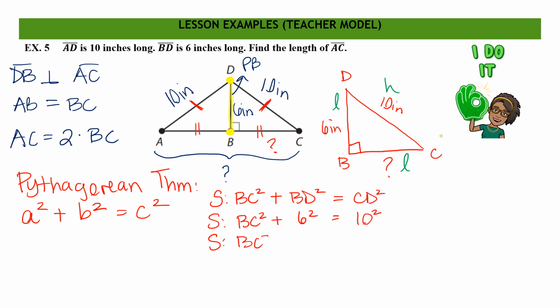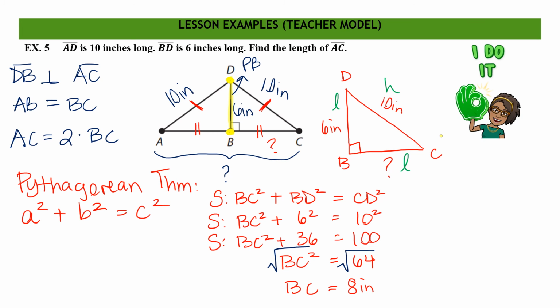So we have BC squared plus 6 squared, which is 36, equals 10 squared, which is 100. We're going to subtract 36 from both sides, so that leaves me with BC squared equals 64. In order for me to get rid of this square, I take the inverse operation, which is to take the square root of both sides. So I'm left with BC is equal to 8, and that is inches, ladies and gentlemen.